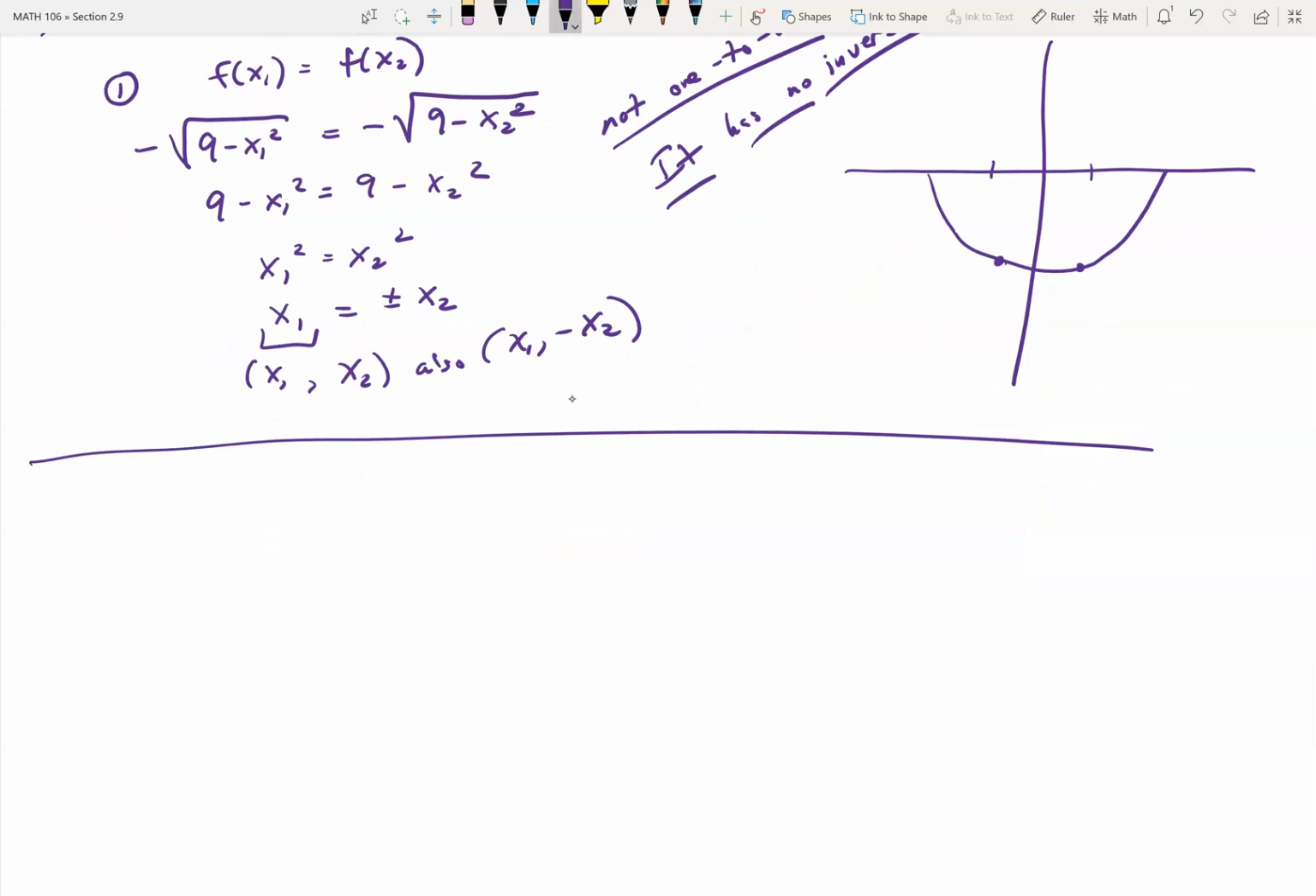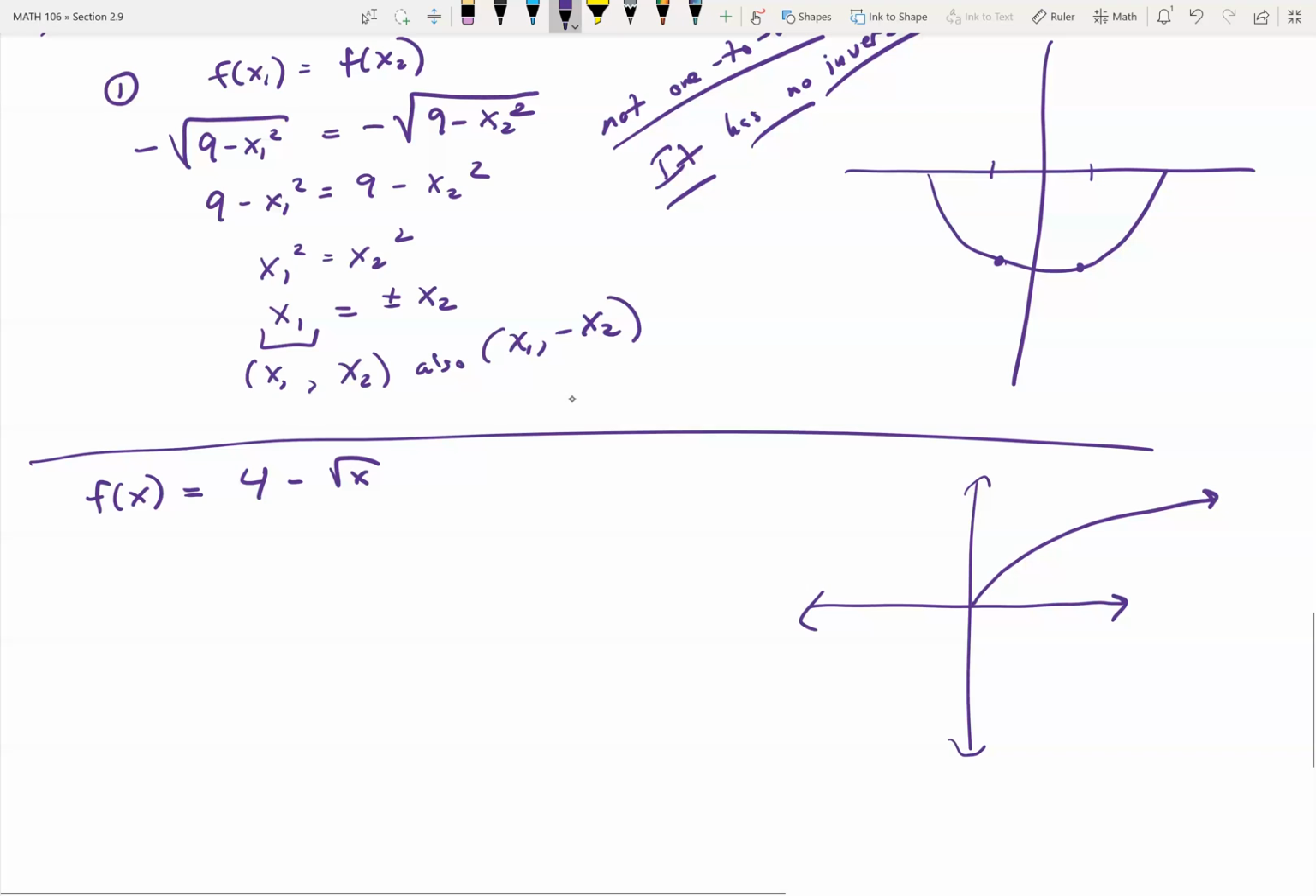an inverse. But we'll involve a square root, just so I don't want you to think all square roots work out the same way. So how about this one? 4 minus the square root of x. Just as a review, what would this look like? Here, I'll even do this. The square root of x was one of those common functions we talked about in section 2.7. It looks like this, right? That's what the square root of x looks like.